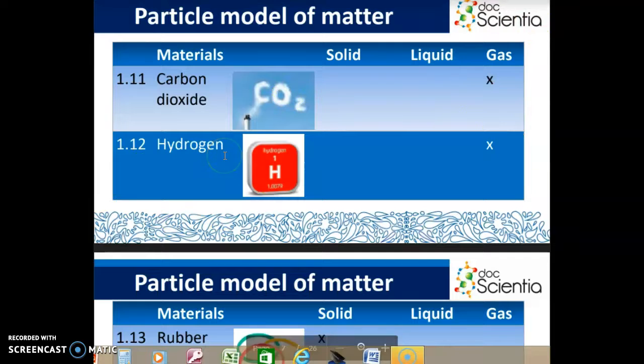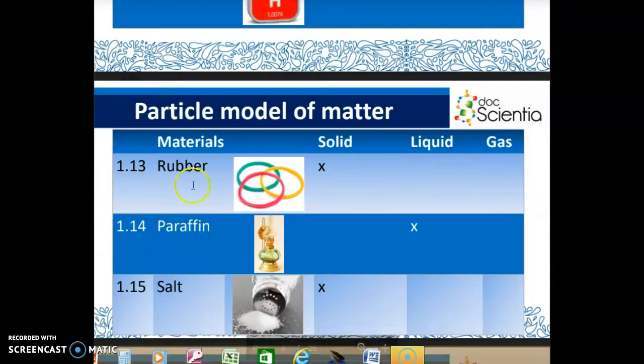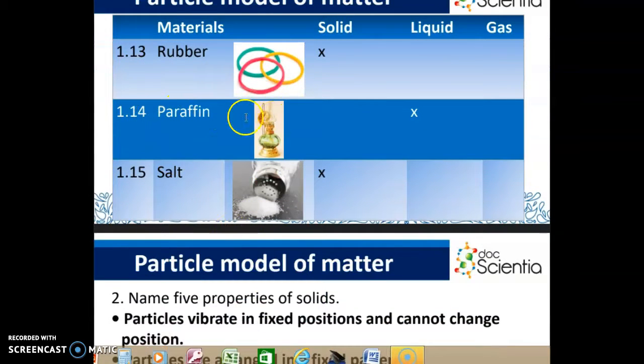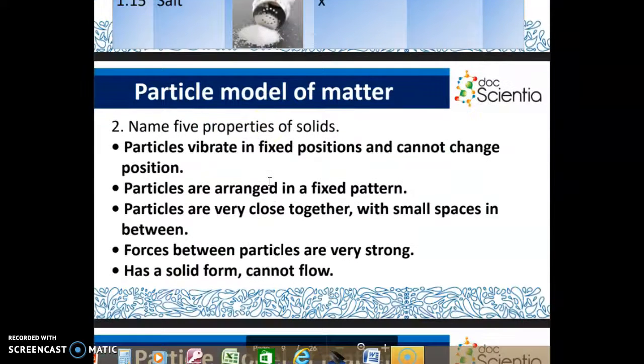Is it a solid, a liquid, or a gas at room temperature? It's also a gas. Rubber. Is it a solid, liquid, or a gas? It's a solid. Paraffin. Is that a solid, a liquid, or a gas? It's a liquid at room temperature. And salt. Is it a solid, a liquid, or a gas? It's a solid at room temperature.